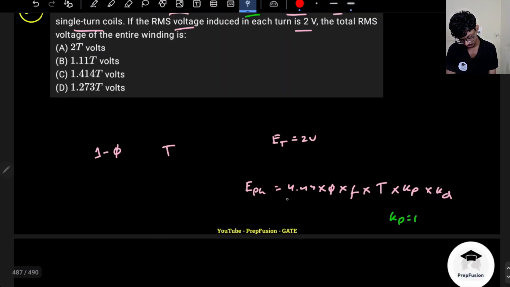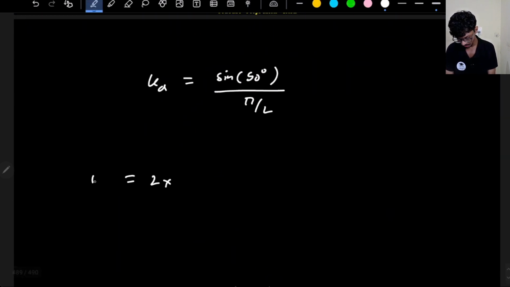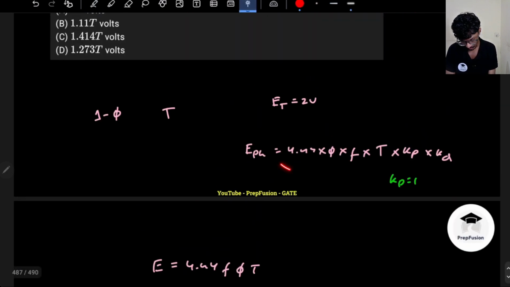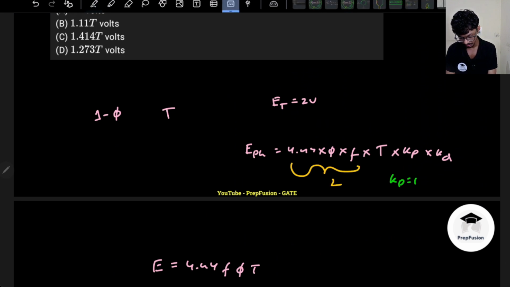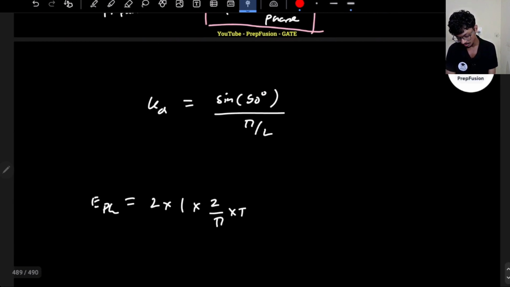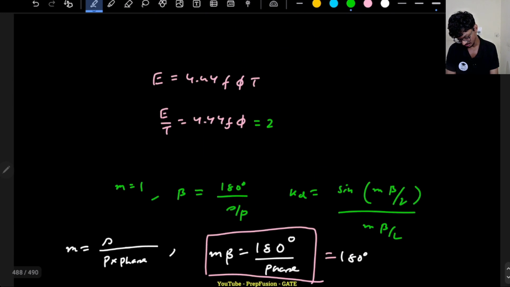So I got my kd and I will replace it in this equation. This value is 2, kp is 1, kd is 2 by pi. So E per phase is 2 into kp, which is 1, into 2 by pi, into the number of turns, because per turn voltage is 2 and in total I have T turns. Kp is 1 assumed because it is a full pitch, nothing has been mentioned. Kd I have found out, kd is 2 by pi. So this will be 4 by pi into T. What is 4 by pi? 4 divided by pi is 1.273, so it is 1.273 times the number of turns. That is my E phase, and that is option D.